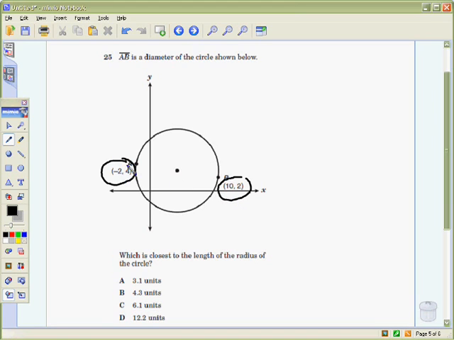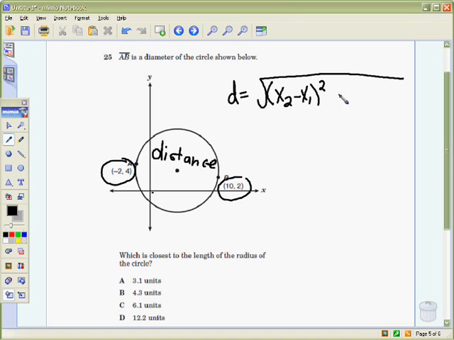So if I'm given two ordered pairs on the coordinate plane, I need to find the length of that, or the distance between. Then I will use my distance formula on my formula chart. So from the formula chart, we have that distance is equal to the square root of x2 minus x1 squared plus y2 minus y1 squared.